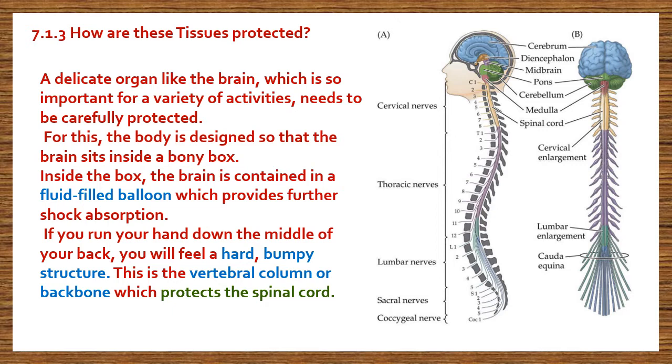How are these delicate organs protected? As you know, our brain is a very delicate organ. On the other hand, it is very important also. So these types of delicate organs should be protected carefully. So how can we protect them? Actually, we need not protect them. Nature has done this task also. Our body is designed in such a way that the brain sits inside a bony box and the brain is safe. Inside that box, the brain is contained in a fluid filled balloon type structure, and this structure provides shock absorption to the brain.